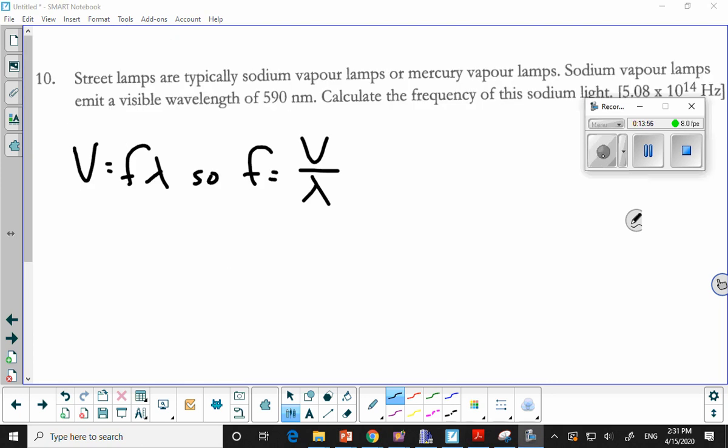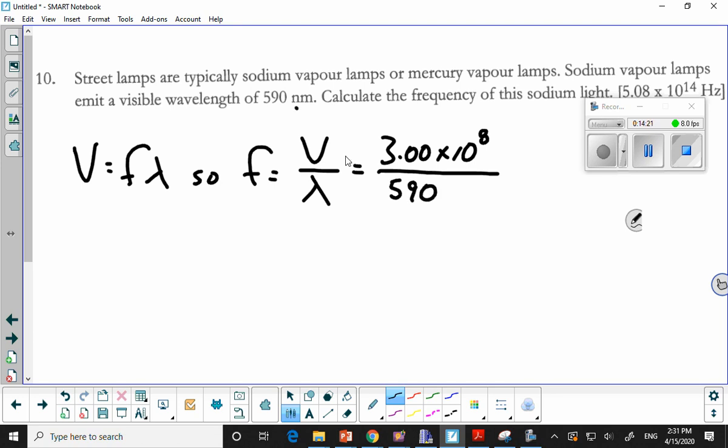So here we've got a street lamp. We know the speed of light in air is going to be 3.00 times 10 to the 8. We're given the wavelength. We want to find the frequency, so we rearrange that for frequency. Again, 3.00 times 10 to the 8. It's okay to be lazy and just put 3 times 10 to the 8 if you wish. 590 nanometers. So again, that's times 10 to the minus 9.